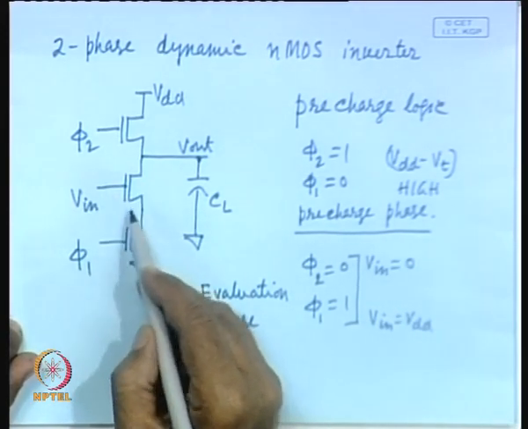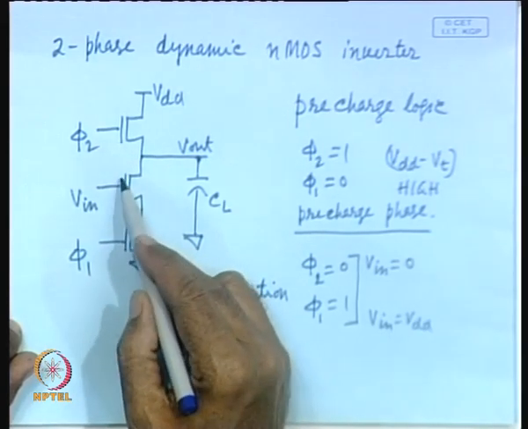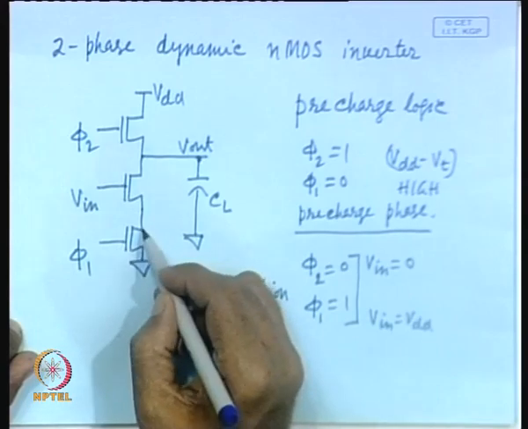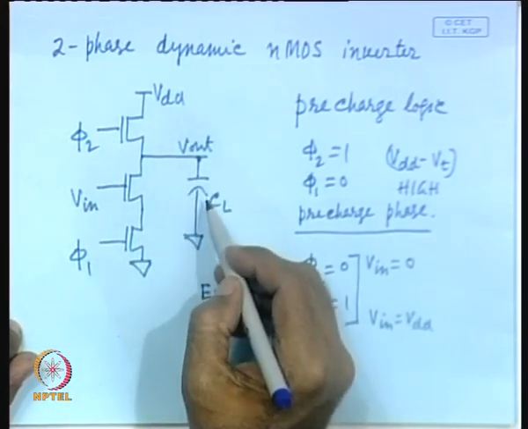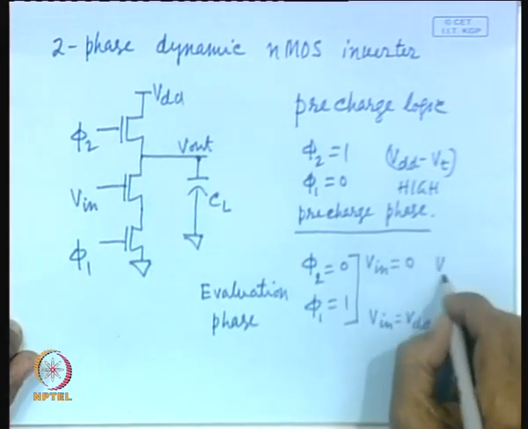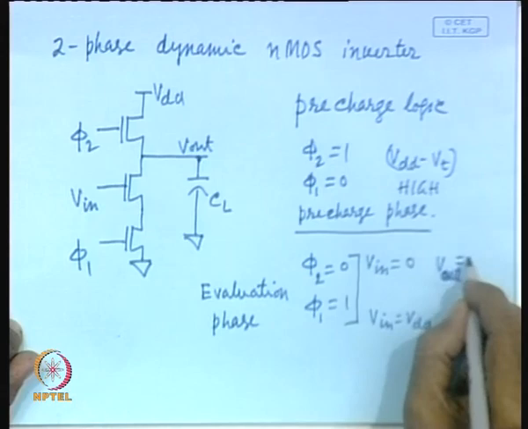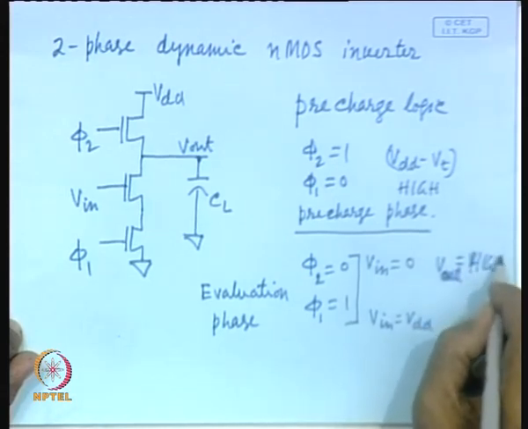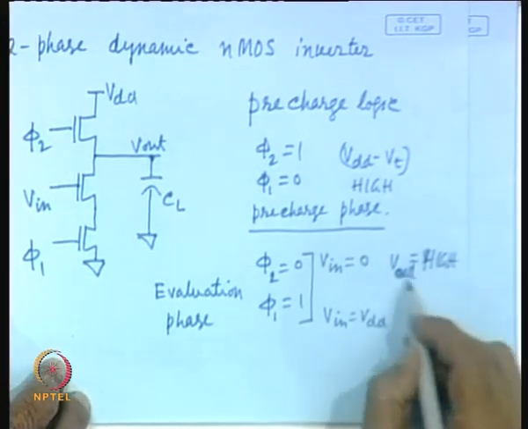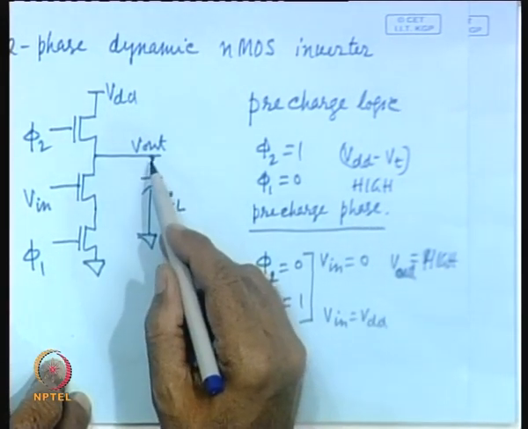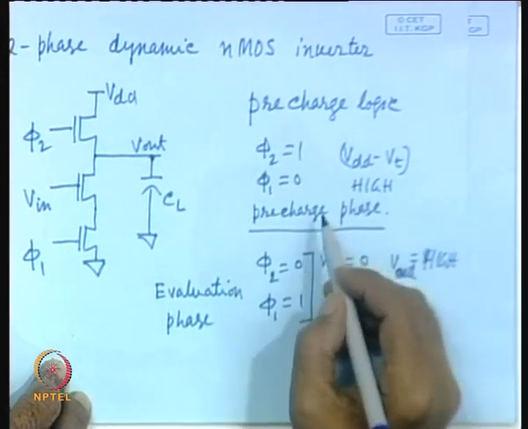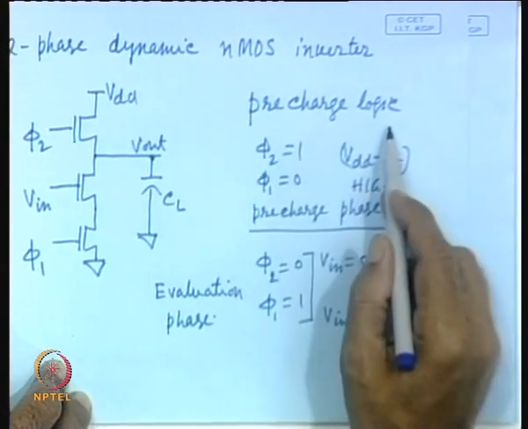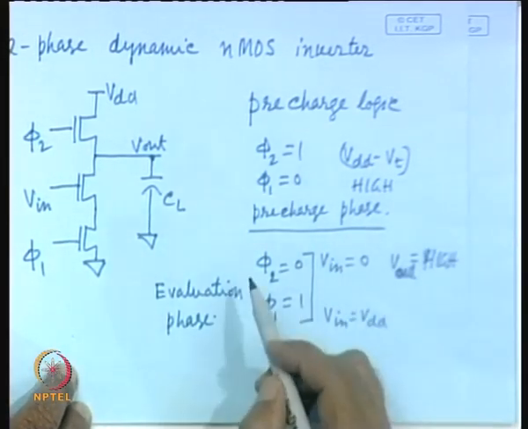Let us consider when V in is equal to 0. When V in is equal to 0, this transistor is off, and although phi 2 is 1, this transistor is on, there is no path to discharge this capacitor. So, that means V out is equal to VDD, is high. Why is it high? Because the capacitor is already charged to high level during the precharge phase, and the evaluation phase follows the precharge phase, and as a consequence the high level is maintained during evaluation phase, and which will be used by the next stage. So, after the evaluation is done, a valid output is available which will be used by the next stage.